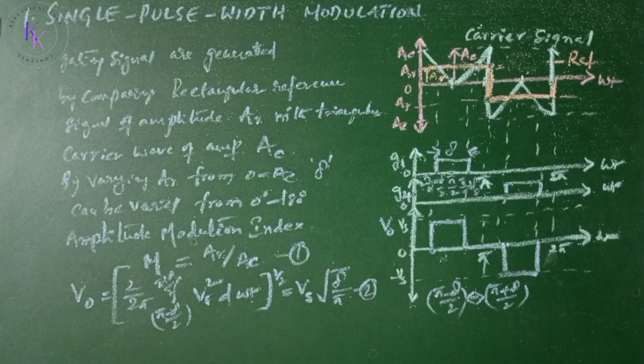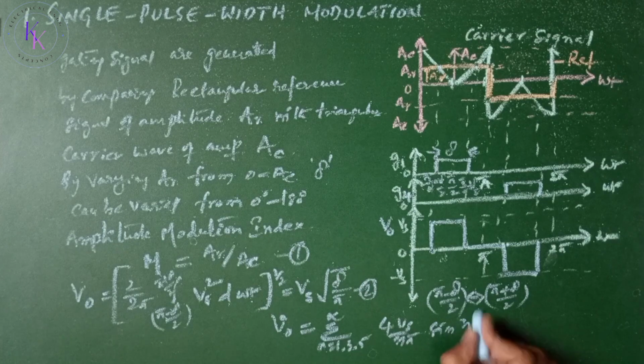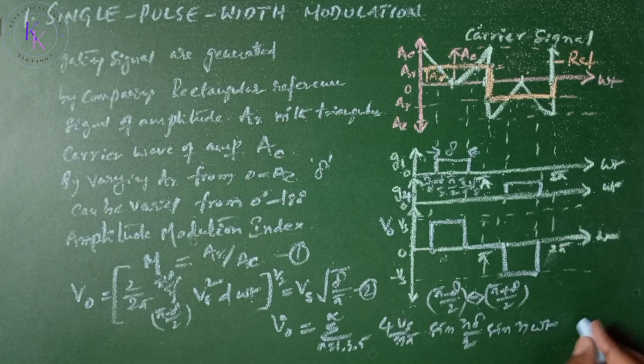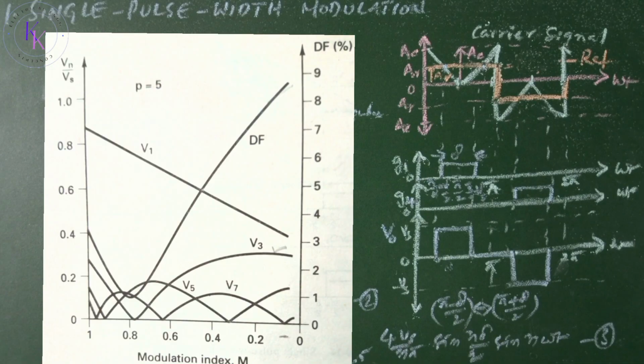The Fourier series of the output voltage yields V0 equals sigma n equals 1, 3, 5 to infinity of 4 Vs divided by n pi, sine n delta divided by 2, sine n omega t. That is equation number 3. Looking at the harmonic profile with the variation of modulation index M, the dominant harmonic is the third harmonic, and the distortion factor increases significantly at low power outputs.